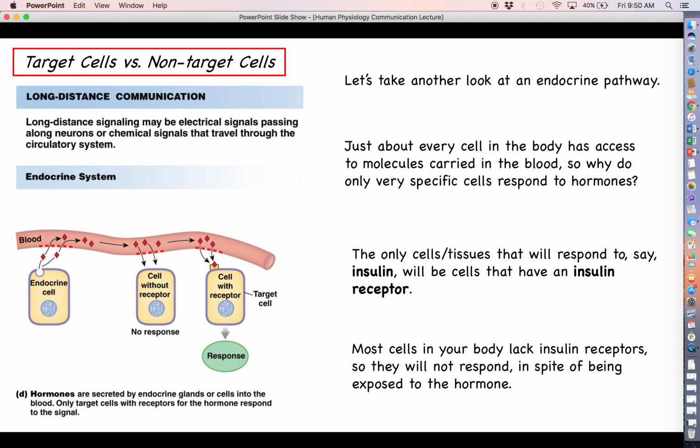So most cells in the body lack insulin receptors, so those cells cannot respond. It's kind of like how you're capable of hearing things because you have ears. You're capable of seeing things because you have eyes. You're capable of holding things because you have hands. If a cell does not have a receptor, it cannot respond to a particular signal.